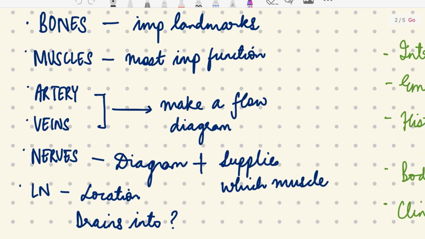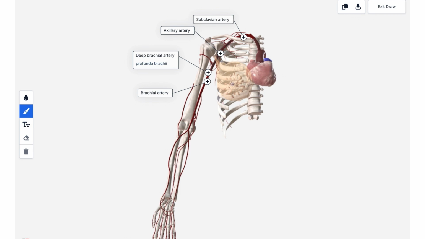Now coming to arteries and veins, you'll have to make a flow diagram of it. So now how do you approach it? Let me tell you. Now if I have to talk to you about vessels, you can draw this in your notebook. So how do you draw?